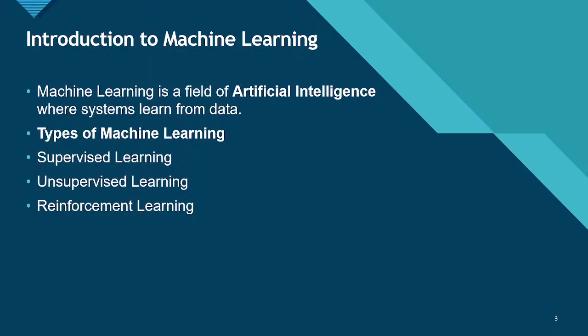Types of machine learning. Machine learning is mainly divided into three types, depending on how the system learns from the data. First is supervised learning, second is unsupervised learning, and third is reinforcement learning. Each type is used for a different kind of problem. The first one is supervised learning.